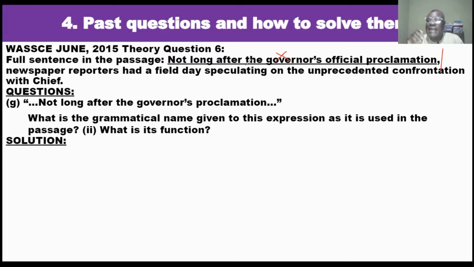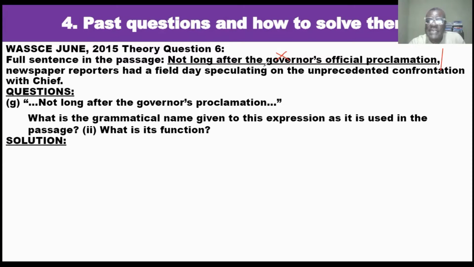Because only an adverb can answer the question when. And that will be precisely an adverb of time. Then we will subject this to further analysis. If it is an adverb, it should be a single word, but this is not a single word. Then we are left with two possibilities. This expression could be an adverb phrase or an adverb clause.